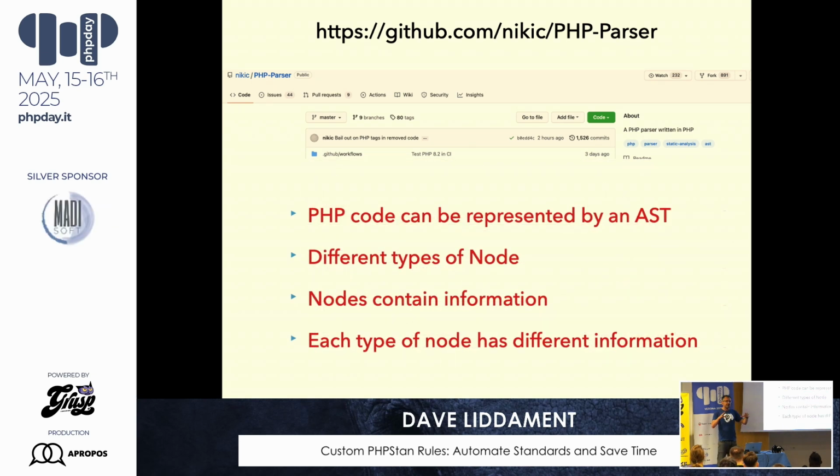So the key thing that I really want you to take away from this section is all PHP code can be represented in the AST. There's lots of different types of nodes, depending on what code it is representing, and each type of node contains different types of information, depending on what it is representing in the code base. And if you haven't got that first time round, don't worry, because we're going to go through it a few more times when we actually use some real examples.